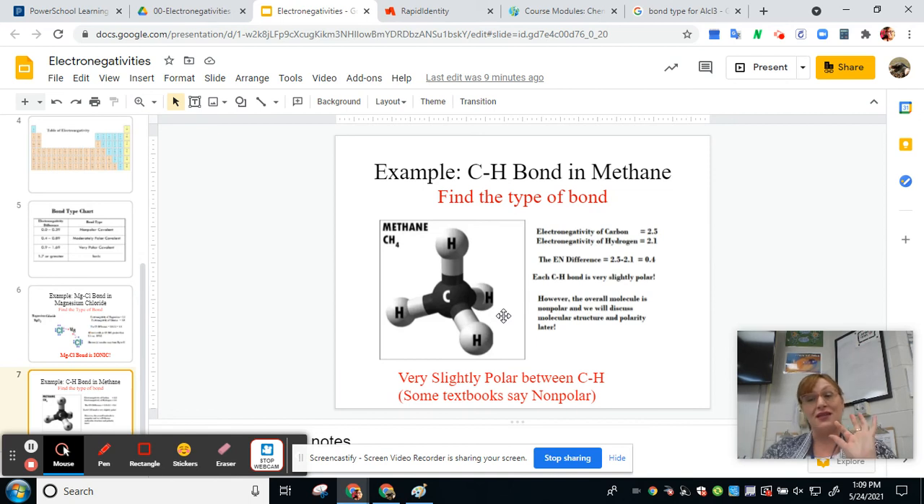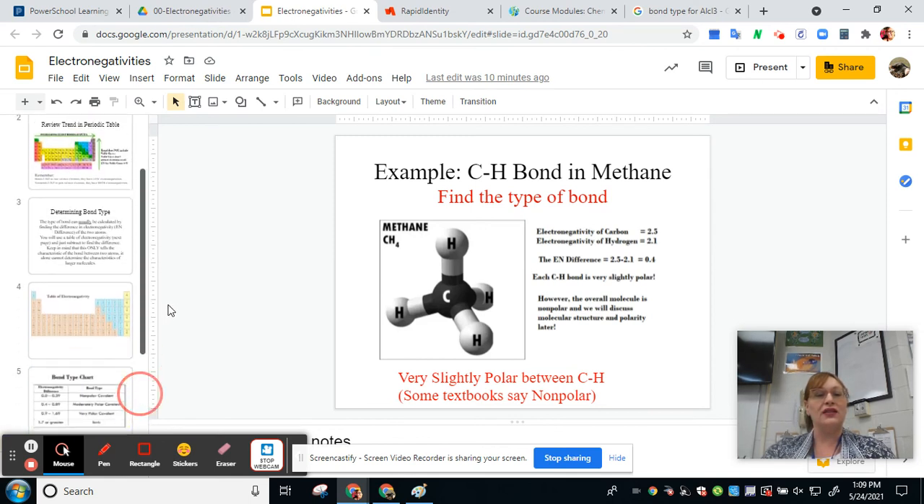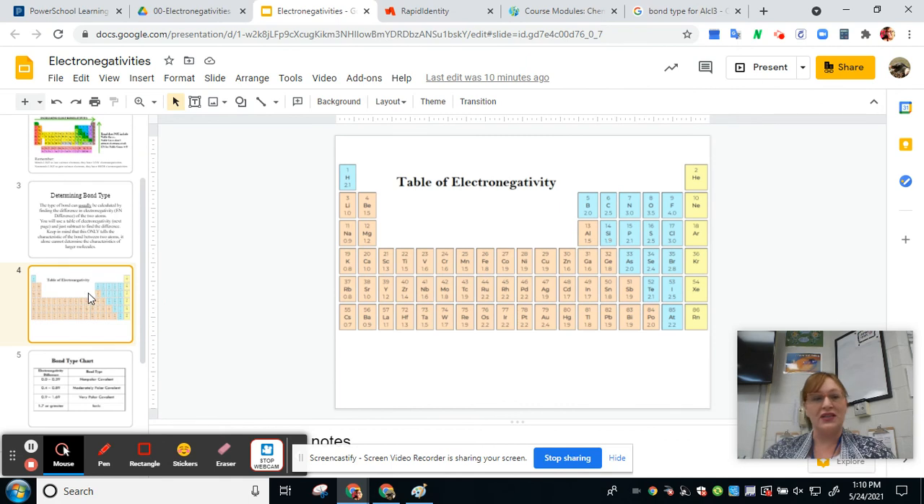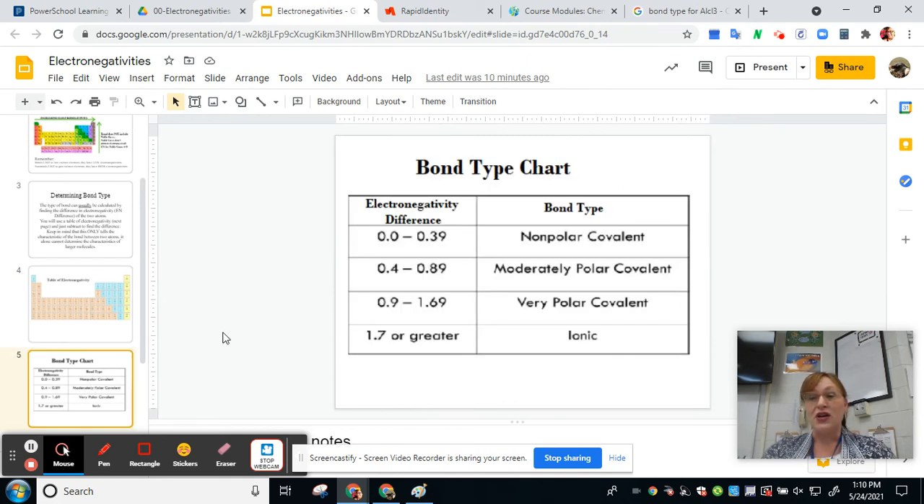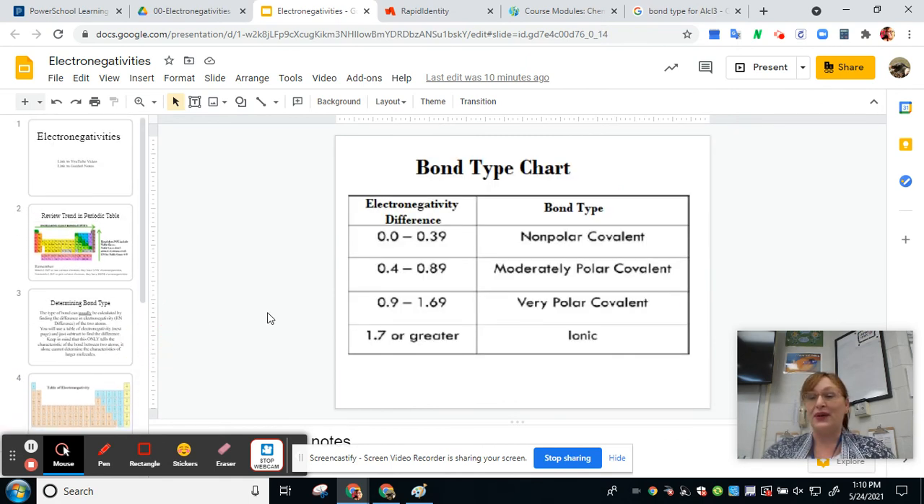Now, that doesn't mean that the molecule is a polar covalent molecule. Actually, what we find out is, yes, it's covalent, but when we draw the molecular structure later on, we're going to find out that this molecule is actually nonpolar covalent because of the symmetry involved. Alrighty, so that was your lesson on using the table of electronegativities and the bond type chart to determine what type of bonds you're going to find.